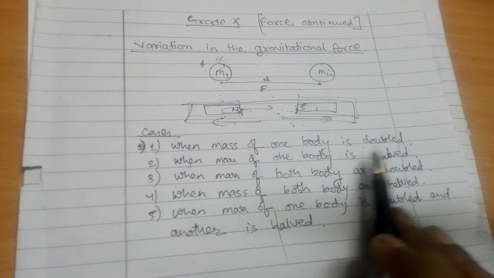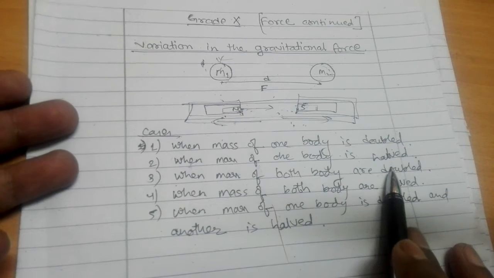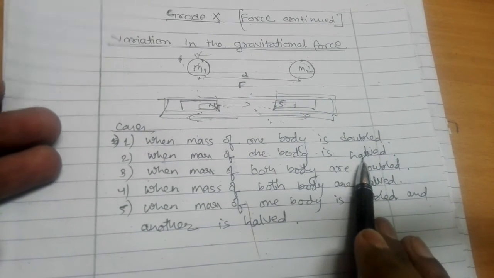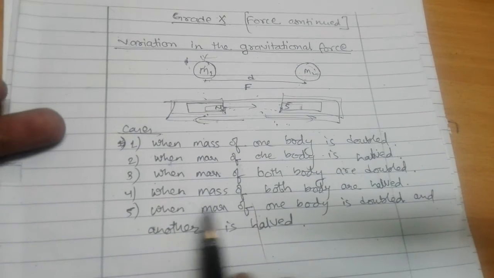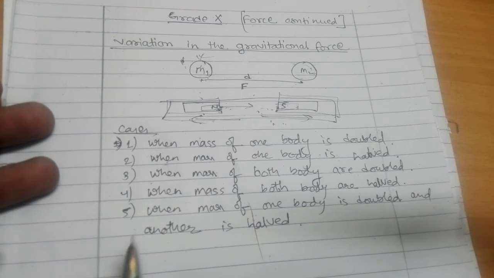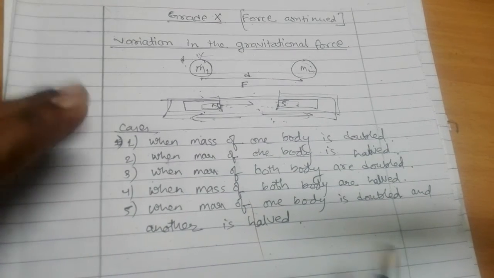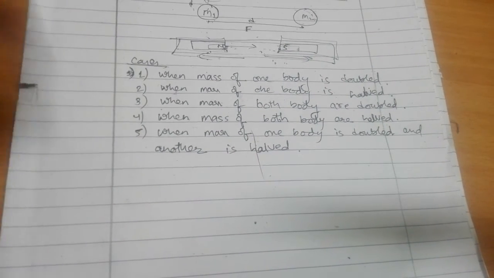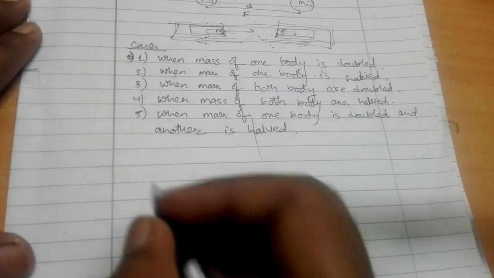When the mass of one body is doubled, what happens to the gravitational force? When the mass of both bodies is doubled, what happens? The mass of one body is halved, what happens to the gravitational force? When the masses of both bodies are halved, what happens? Or when the mass of one body is doubled and another is halved, what happens? Among them I'm going to do only any two of them. The rest of them you have to do on your own. That's why copy all of these cases. You can freeze the screen, you can pause the screen.